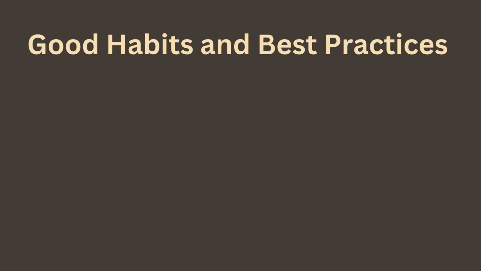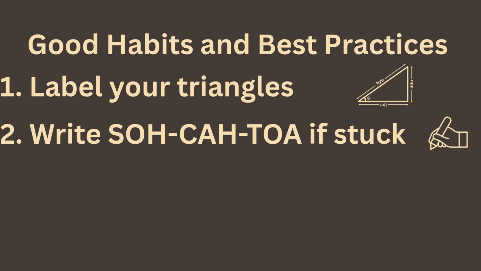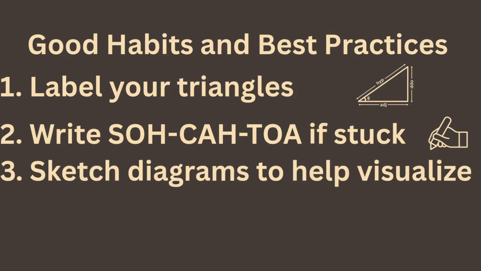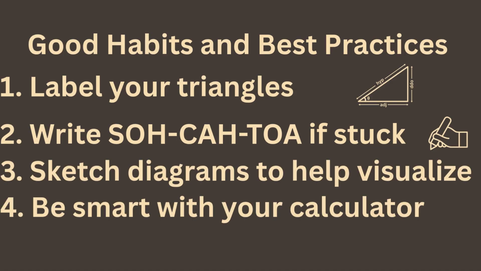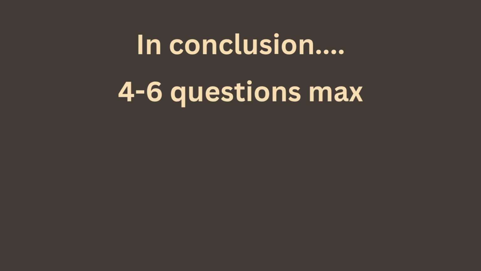Now we'll go over habits that'll make your tests a lot easier. Label triangles instantly. Opposite, adjacent, hypotenuse. Write out SOHCAHTOA every time you're stuck. Sketch diagrams even if they don't give one. Use a calculator smartly. Don't type full expressions without breaking them into parts. Memorize sine, cosine, tangent of 30 degrees, 45 degrees, and 60 degrees. It'll save time. Trig is only about 4 to 6 questions max on the ACT, but they're low effort points if you know your stuff.